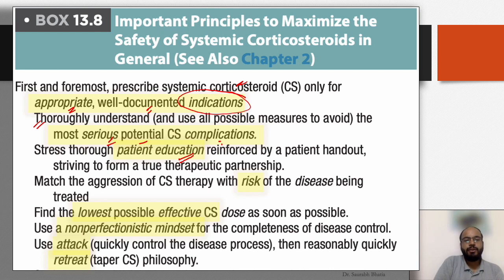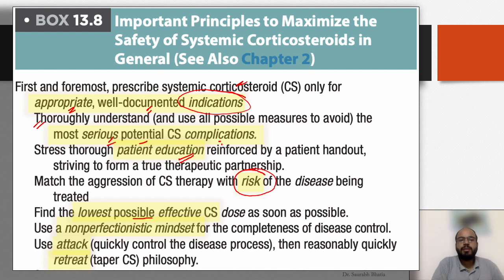Match the aggression of corticosteroid therapy with the risk of the disease being treated. That means whatever the intensity of the disease, it should be matched by the amount of steroids you are giving. I always say that treatment should match the disease. We should not overtreat, we should not undertreat. No half-hearted measures. Give the amount of steroid required to control the disease activity.